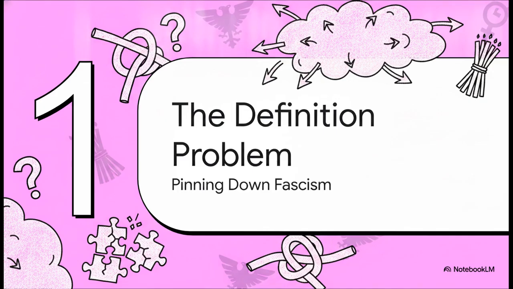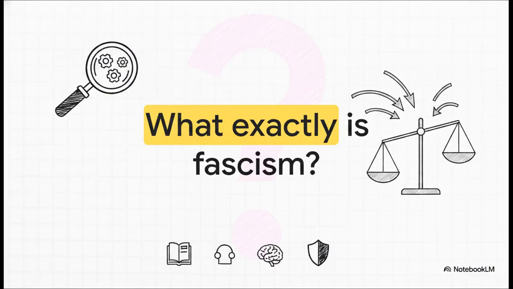Section 1. The definition problem. So what exactly is fascism? Seriously, take a second and think about it. We hear the word all the time, right? But in the academic world, it represents a very specific object of historical explanation. It's not just some catch-all label for politics we don't like, or something we just intuitively feel in our gut. We need a precise way to measure it.